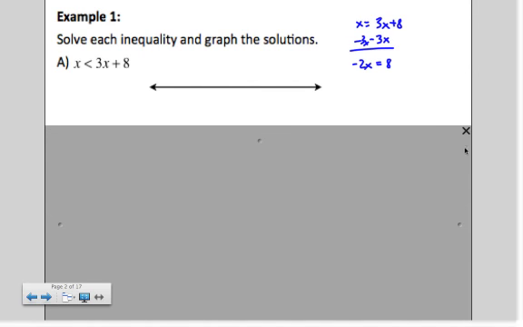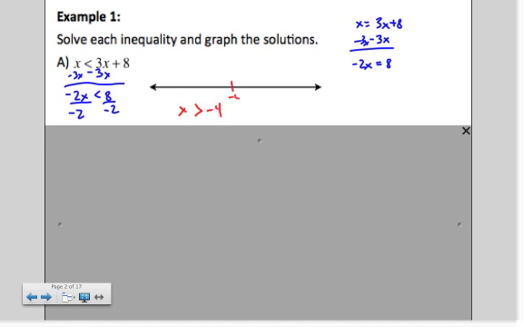All right, so we're going to do the same thing with the inequality here. I'm going to subtract 3x from both sides. That gives me negative 2x is less than 8. So I'm going to divide by negative 2. Now what happens when I divide by a negative? If you said the inequality symbol changes, you are correct. So we have x is greater than negative 4.